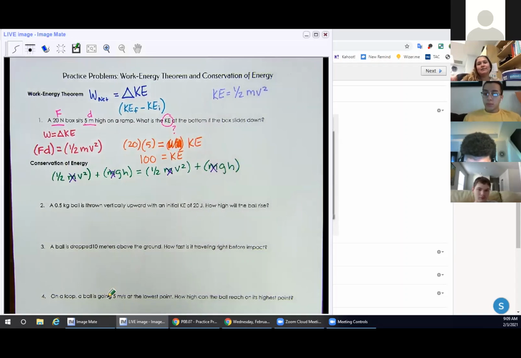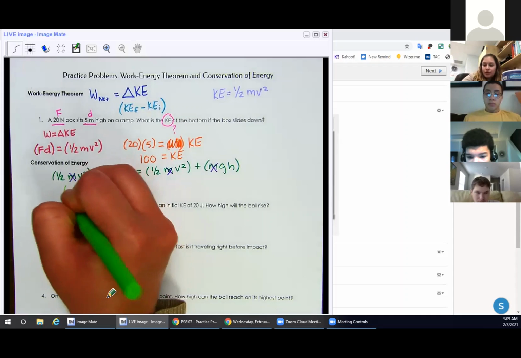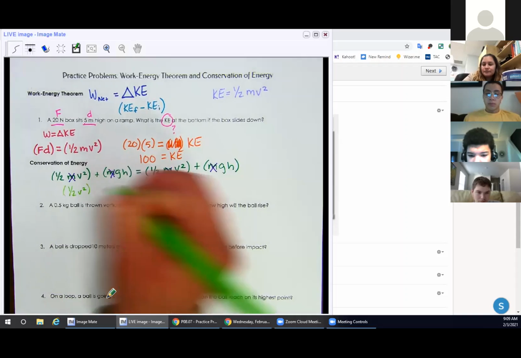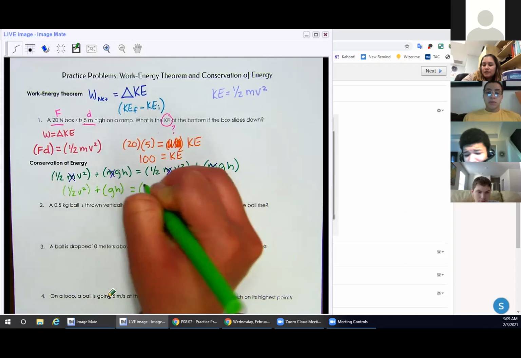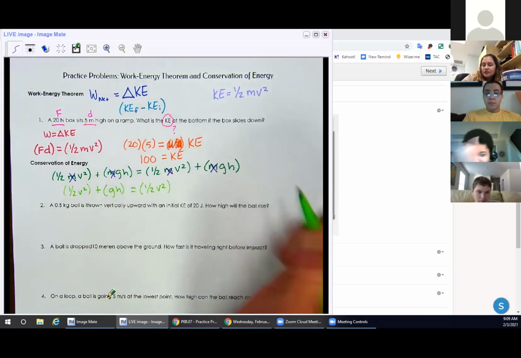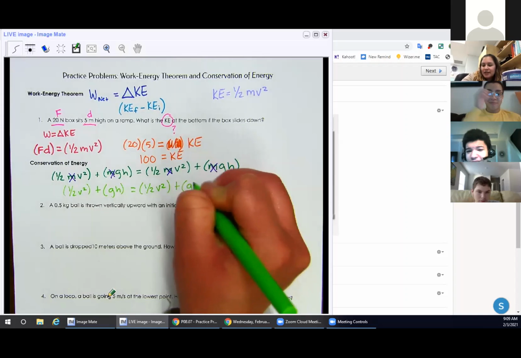So you can solve this formula without using any mass. But this only applies if the mass stays the same, which most of the time it does, right? If a ball's rolling on a ramp, it's the same ball the whole time on the ramp. If a car is going up a hill, it's the same car going up the hill. So mass doesn't change. So this formula can simplify down to 1/2 v squared plus gravity times height equals 1/2 v squared final plus gravity times height.